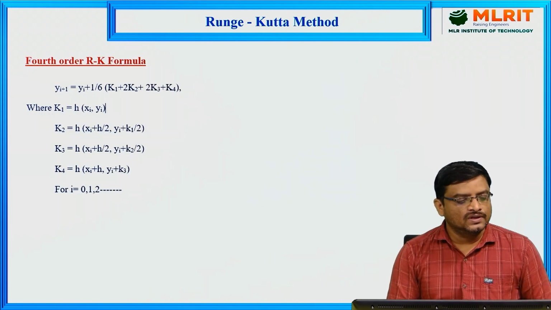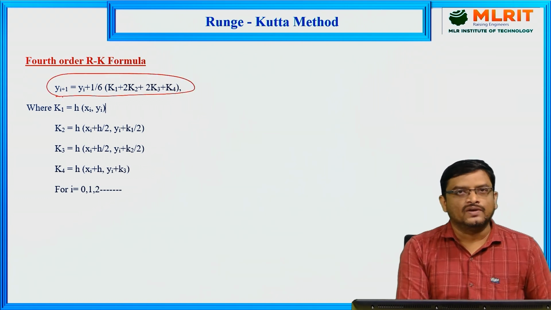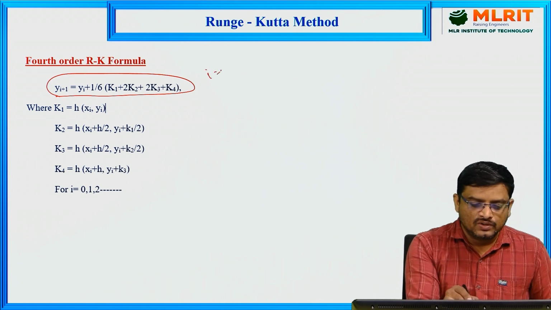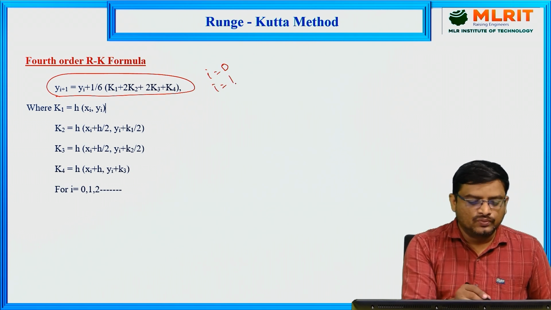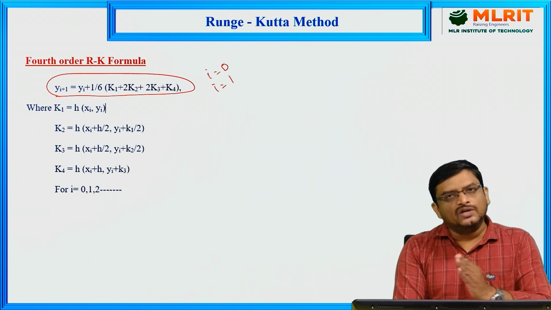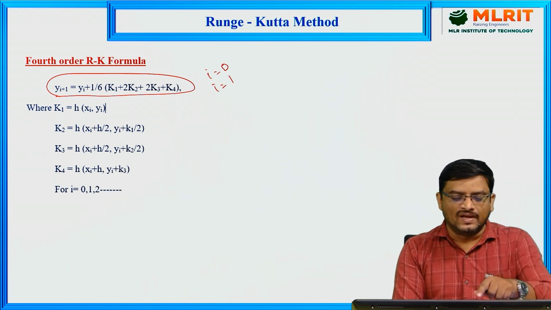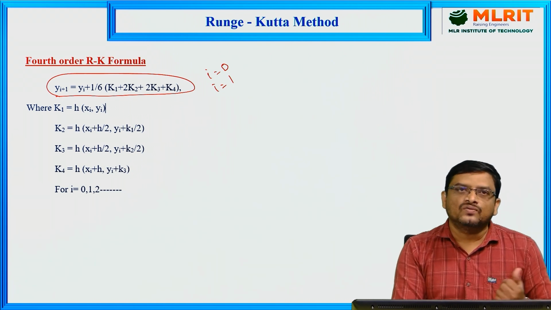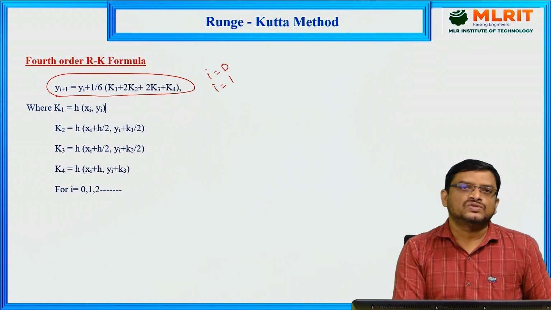Now we will go to the fourth order RK method formula. This is our standard formula we will use to find y1, y2, y3, y4 and so on. By substituting i equal to 0 here, you will get the y1 value, and if you take i equal to 1, we will get the y2 value, and so on. By substituting different values of i, we will get different values of y, like y1, y2, y3, y4, y5 and y6 and so on.